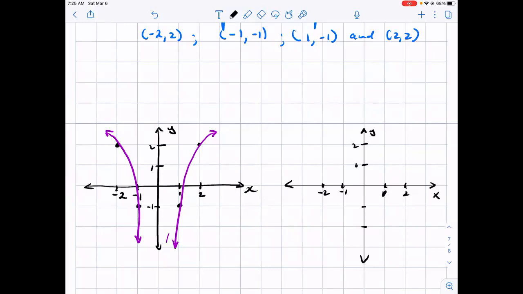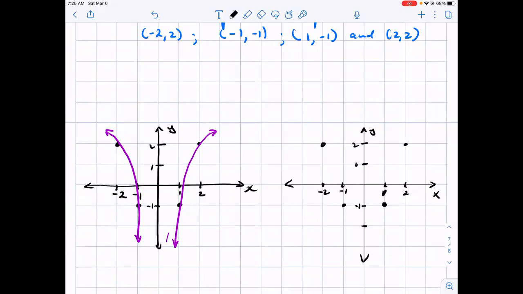So if we do the same point plotting technique again, -2, 2 is going to be up here. -1, -1 is going to be down here. 1, -1 is here, and 2, 2 is up here. Yes. So not 2, 2. 2, 2 is here.